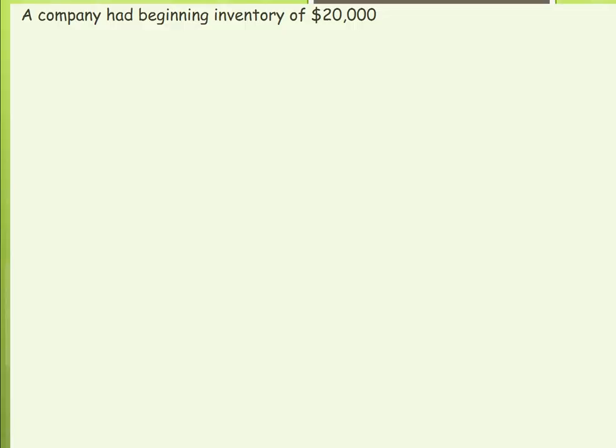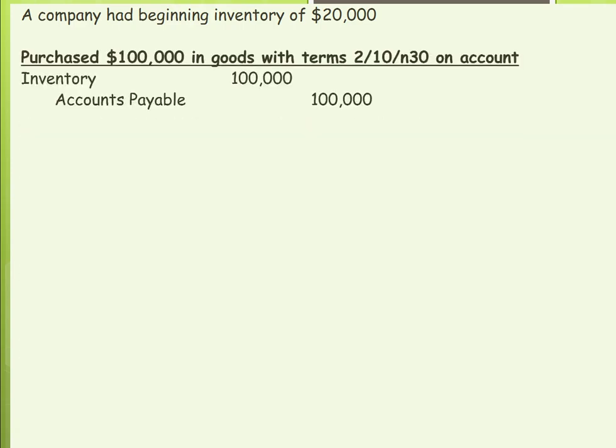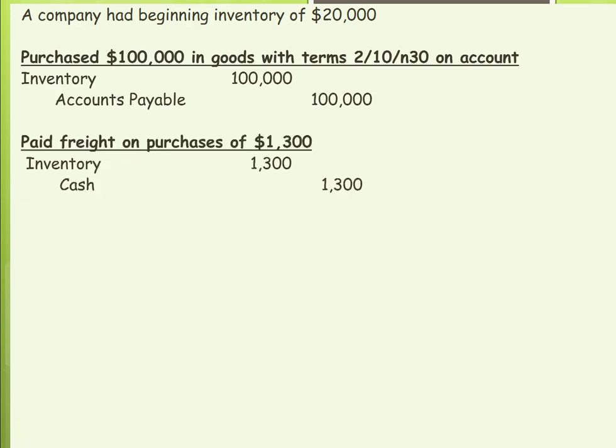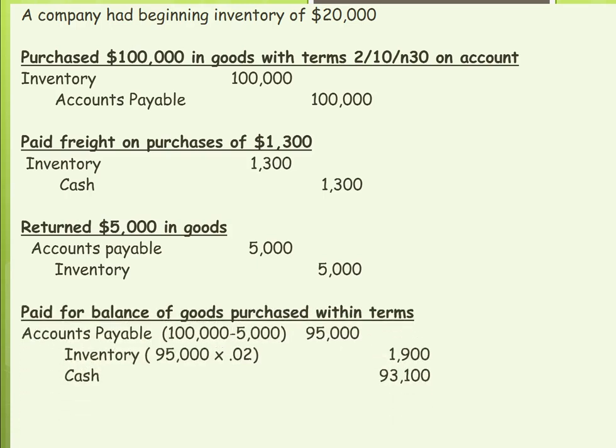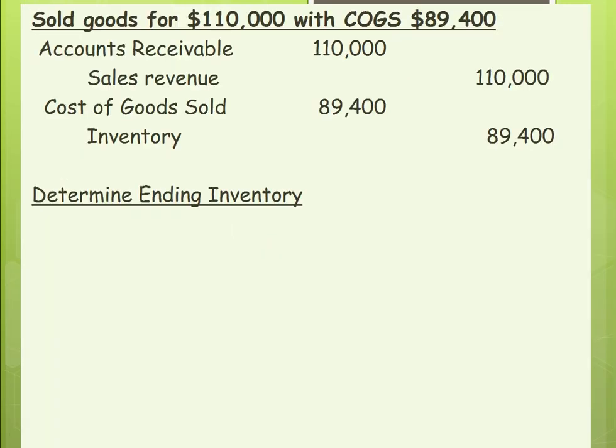Now, here is an example, and I'll show you the difference with the journal entries. Company had beginning inventory of $20,000, purchased $100,000 in goods with terms 2/10, net 30. So again, when we buy the goods, it goes to our inventory account. When we paid the freight, it goes to our inventory account. When we return goods, it reduces our inventory account. And when we pay the balance, if we pay early, that credit goes to inventory and it reduces our costs.